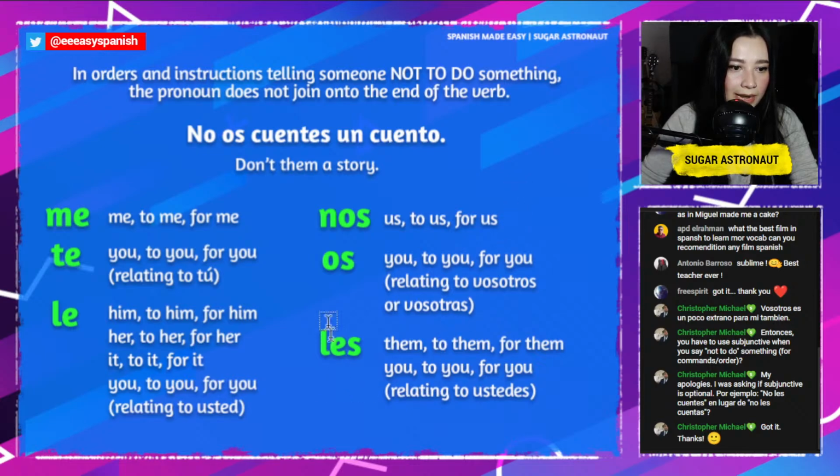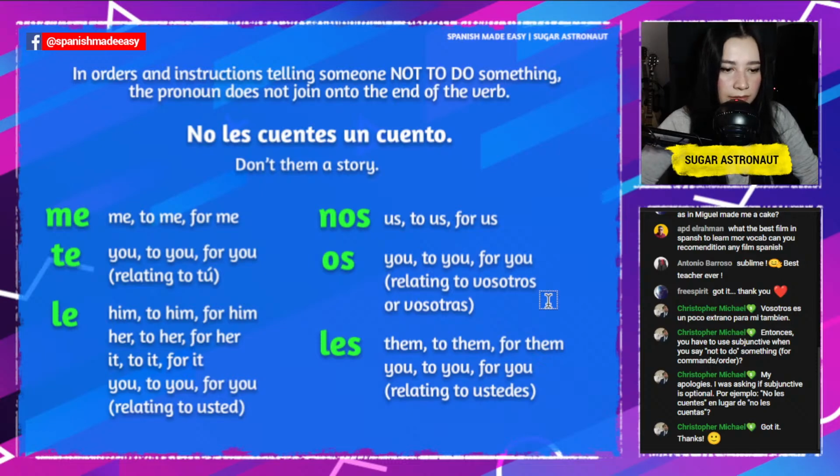And no les cuentes un cuento is correct as well. You're just asking someone not to do something to that group of people, okay? And same with os and les. So technically, yeah, it's correct. That's correct. Okay, so I guess I was overthinking that. But anyways, guys, that is it.